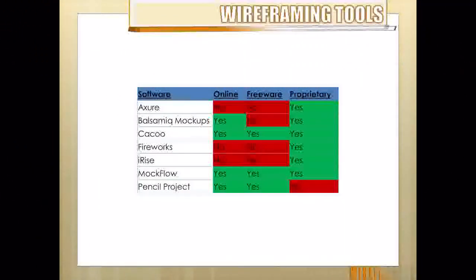This chart shows just a small sample of the available wireframing tools. It also shows the type of licenses that are available with each, whether it be an online application, freeware, or a proprietary license. In the following slides, I will expand upon Axure, Kaku, iRise, and Pencil Project and give more details about what each offers.